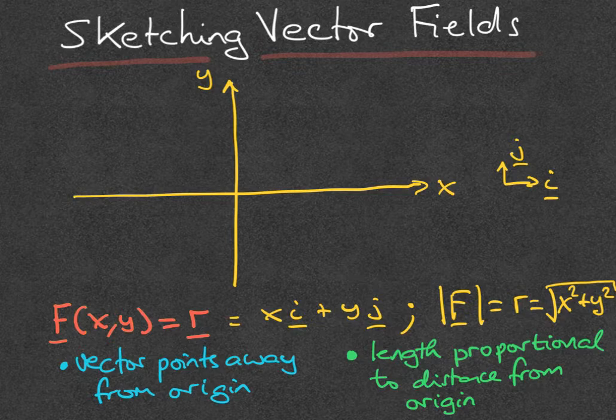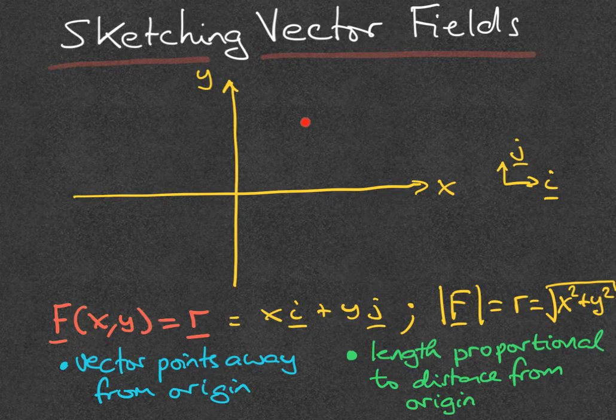and it is easily worked out to be the square root of this coefficient squared plus this coefficient squared. So it's the square root of x squared plus y squared, and from polar coordinates you know that the square root of x squared plus y squared is r. So what do we see from this? Well, first of all, two things. First of all, our vector, the vector field vector, always points away from the origin because it points in the direction of the position vector.